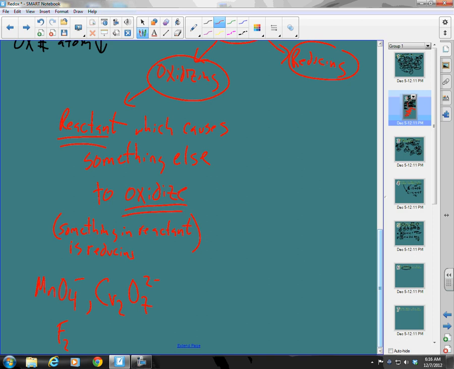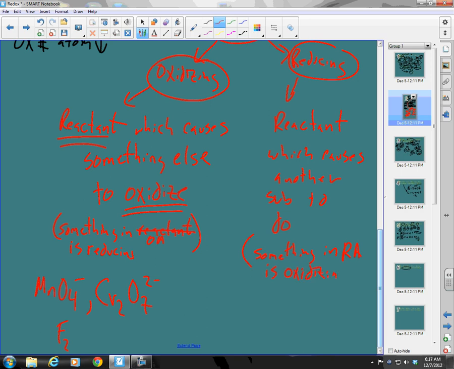Have to get that right, right? Oxidizing agents cause something else, meaning another reactant, to oxidize. Reducing agents, it is a reactant which causes another substance to do what? To reduce. And if that's causing something else to reduce, that means some atom in the reducing agent is oxidizing.